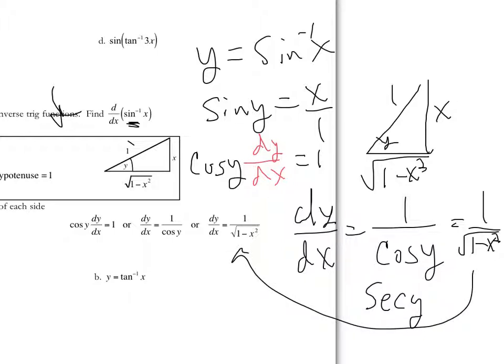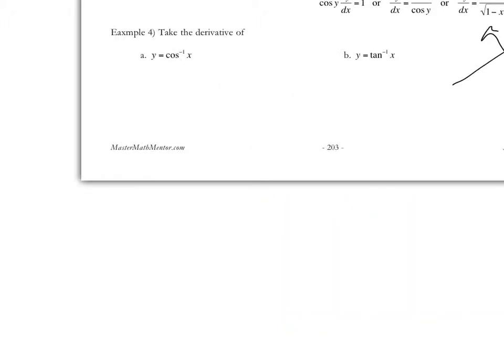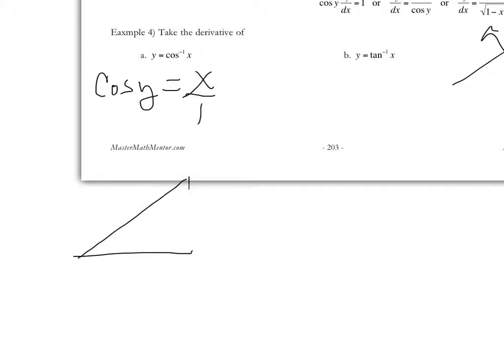And that's the process. You can memorize formulas if you want. Actually, I think it's easier just to learn the process. So let's do a couple more. I'm going to say the cosine of y equals x, and it's x over 1. So I'm going to draw my triangle. I know the adjacent is x, the hypotenuse is 1. This is angle y right here, and this side is going to be the square root of 1 minus x squared.